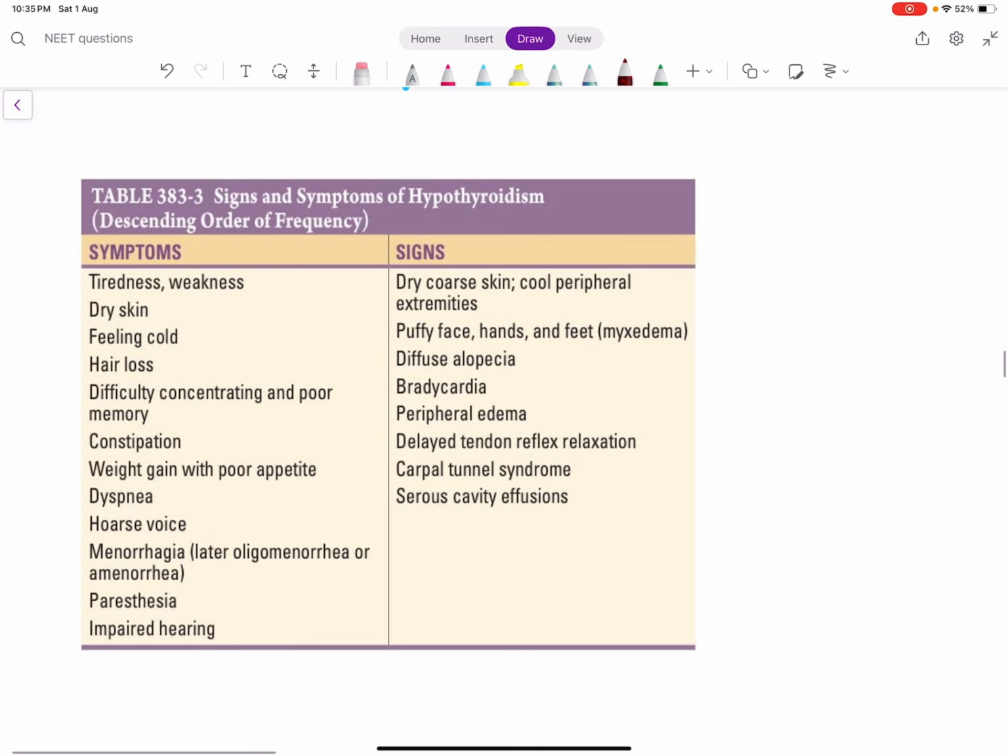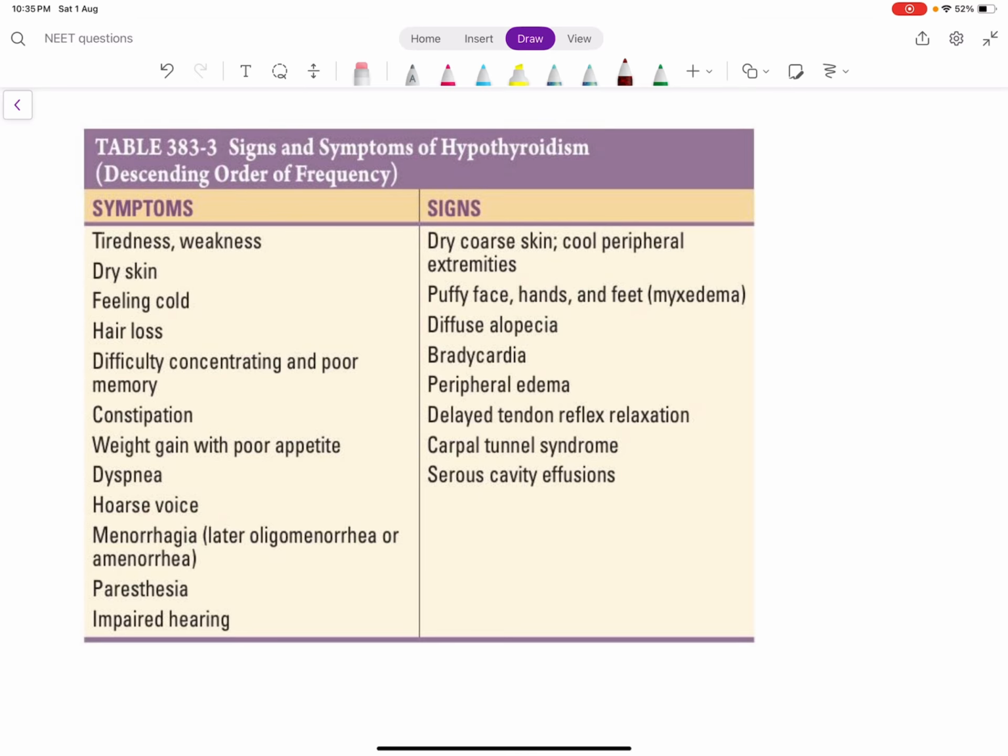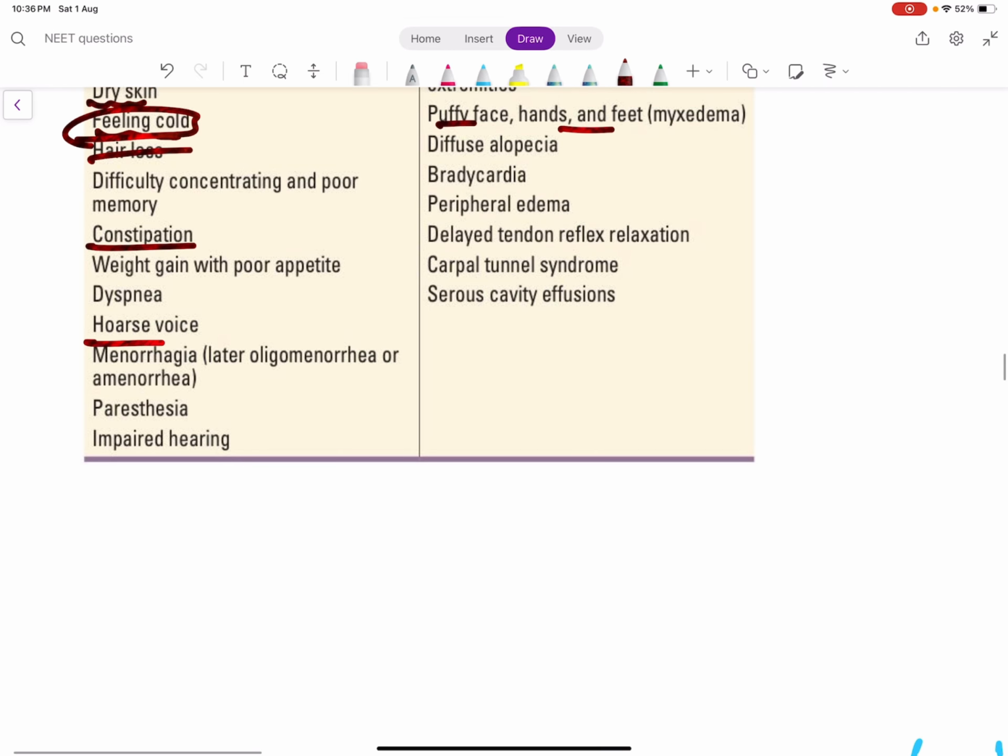So hypothyroidism, I think we'll be knowing the causes. There will be puffy face, puffy hands, and the symptoms are very classic: dry skin, feeling of cold, hair loss, constipation, hoarse voice, menorrhagia. Remember, in hypothyroidism, bleeding will be excess.